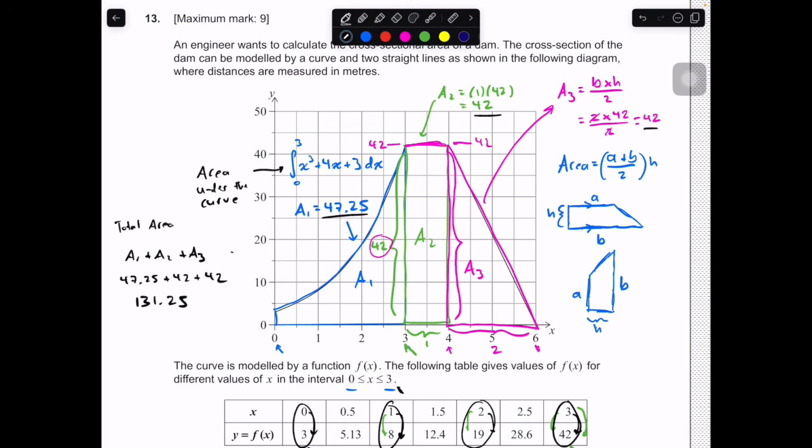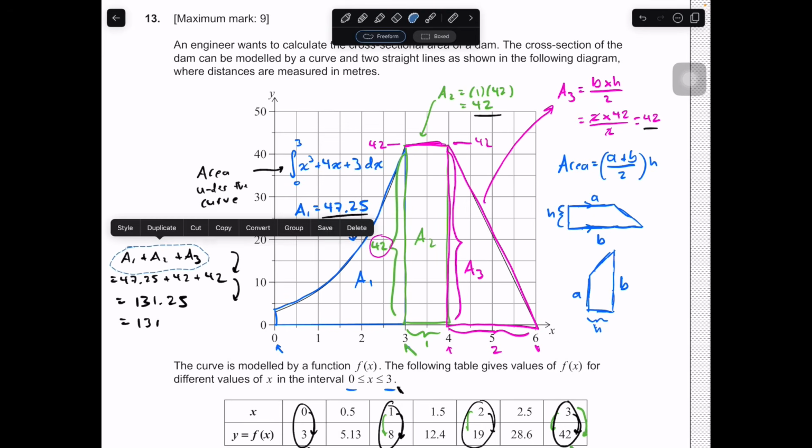131.25. I really wouldn't recommend this kind of ordering. It's a very disorganized process. Just kind of running out of space here. That's why I wrote it like that. So A1 plus A2 plus A3 is equal to this, which to 3 sig figs is equal to 131. Okay, that's at least a little better.